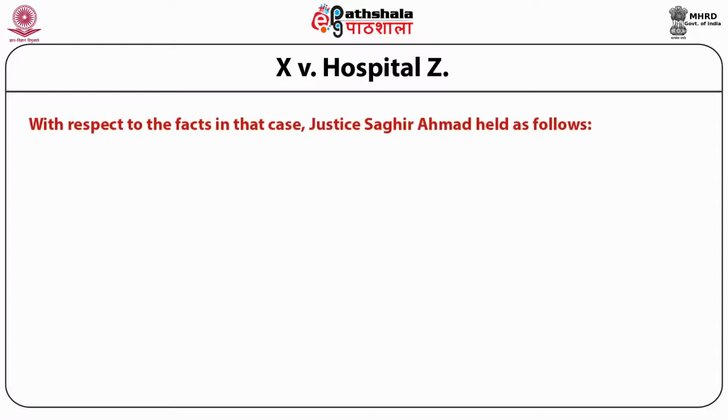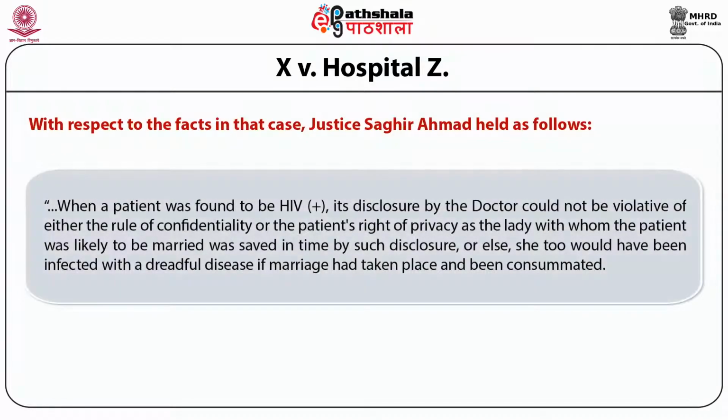Originally, Justice Saghir Ahmed held as follows. When a patient was found to be HIV positive, its disclosure by the doctor could not be violative of either the rule of confidentiality or the patient's right of privacy, as the lady with whom the patient was likely to be married was saved in time by such disclosure, or else she too would have been infected with the dreadful disease if marriage had taken place and been consummated. So the court held that you cannot disclose the status no matter what. You can only disclose the status when disclosure would lead to the protection of public health of others. This decision is suspect.